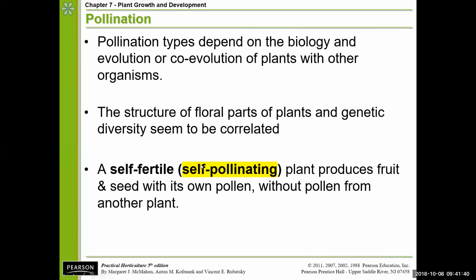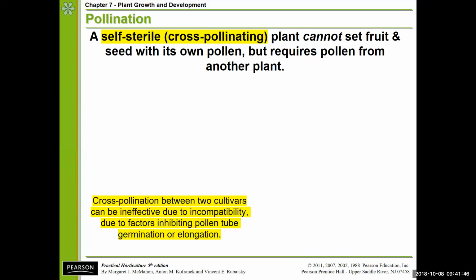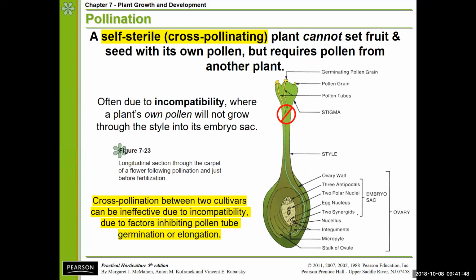A self-fertile or self-pollinating plant produces its fruit and seed with its own pollen, without pollen from another plant. Then we have self-sterile plants, which are cross-pollinating, and usually that's because they need that genetic crossover. They cannot set fruit and seed without their own pollen, but require pollen from another plant. And sometimes we have these just in particular varieties.